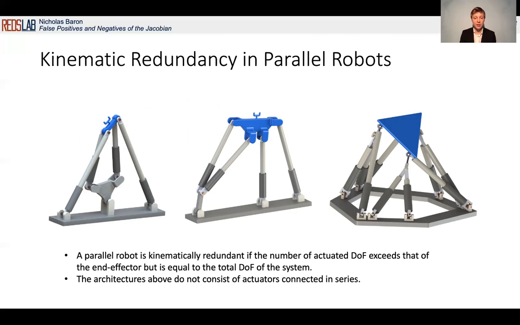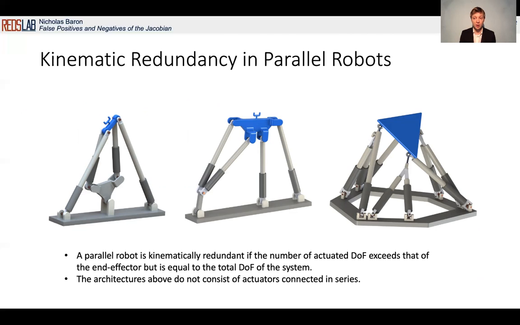So, kinematic redundancy in parallel robots. A parallel robot is kinematically redundant if the number of actuated degrees of freedom exceeds the number of degrees of freedom of the end effector, but is equal to the total number of degrees of freedom of the system. So in other words, the number of actuated joints is greater than the degrees of freedom of the end effector, but all the actuated joints are required to be locked in order for the mechanism to be rigid.